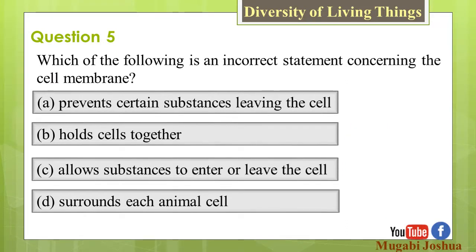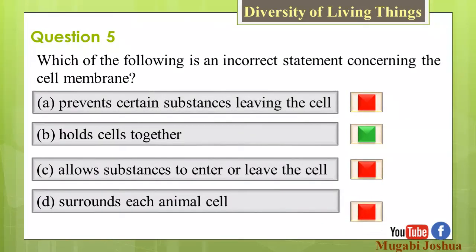Question 5. Which of the following is an incorrect statement concerning the cell membrane? A. Prevents certain substances leaving the cell. B. Holds cells together. C. Allows substances to enter or leave the cell. D. Surrounds each animal cell. Which one is the correct option? The correct option is B. Holds cells together.